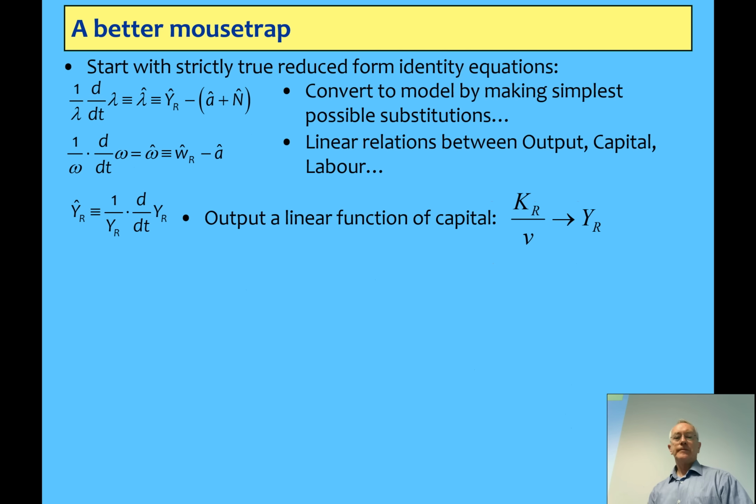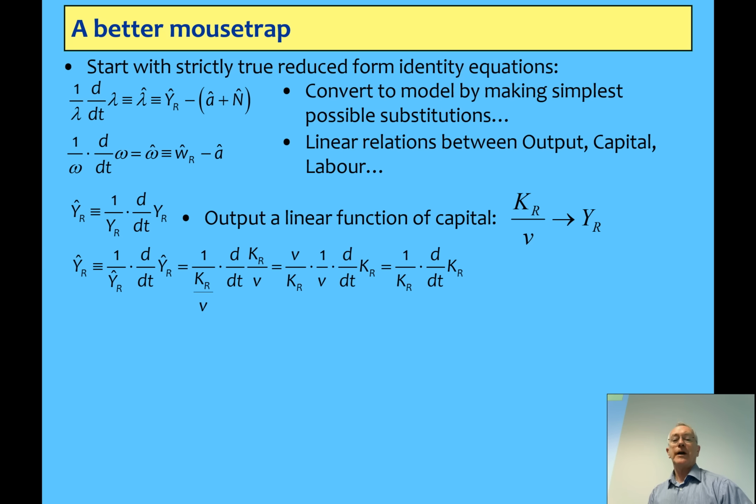Okay. So I make that substitution. Now at this stage I'm making it into a model rather than being an identity, because I'm using something which is debatable. I'm saying there's a linear relationship between capital and output. No, there isn't perfectly, but it's a starting point.